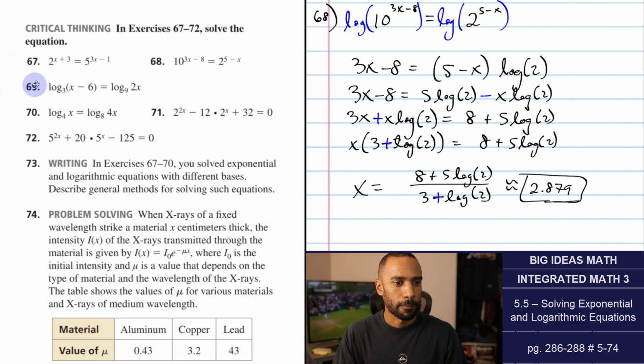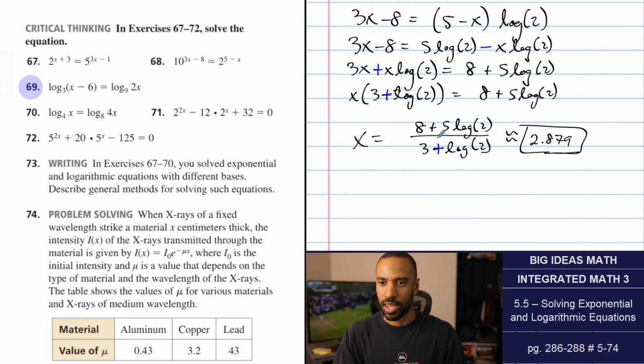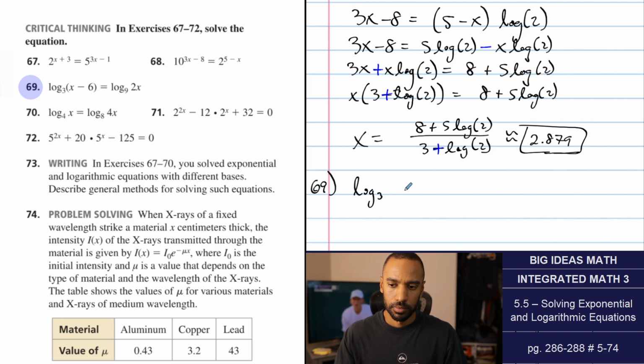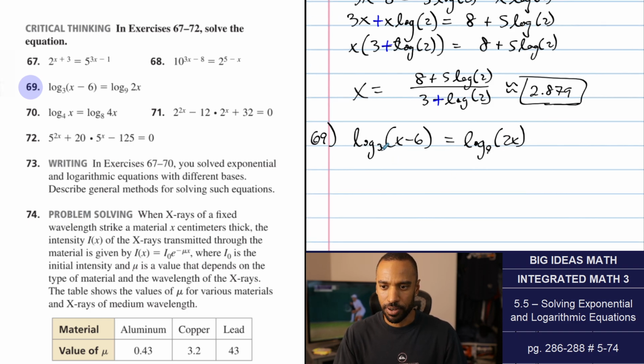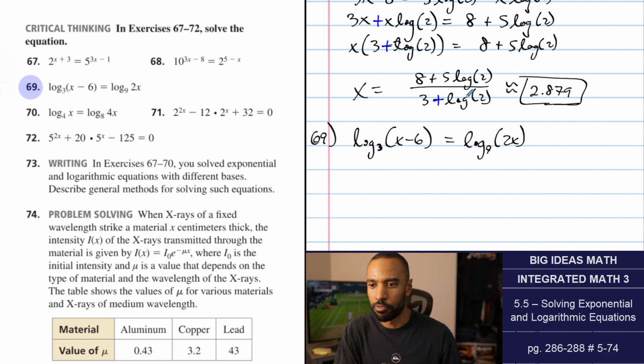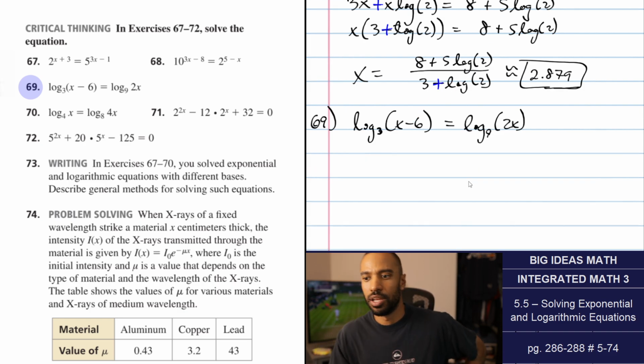Okay, number 69. Log base 3 of x minus 6 equals log base 9 of 2x. Now keep in mind, these are different bases. So we can't just set them equal to each other in that sort of way we did before. We're going to have to work some things out a little bit differently.